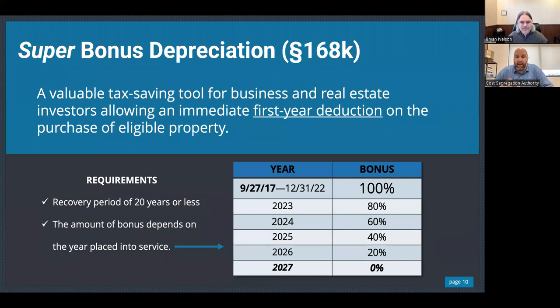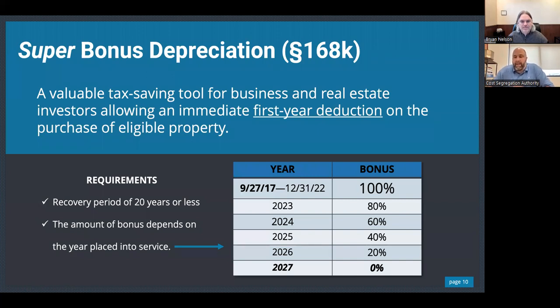And if you bought a brand new bulldozer back in 2017, when bonus was 50%, you got to take 50% of your deduction. So if you buy a $1 million bulldozer, you would get a $500,000 write-off in year one, or 50% bonus in year one. The other 50% plays out over the useful life of that asset.